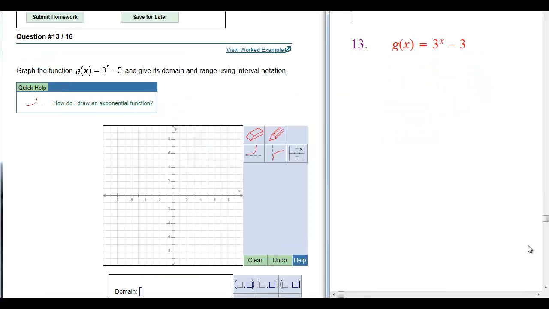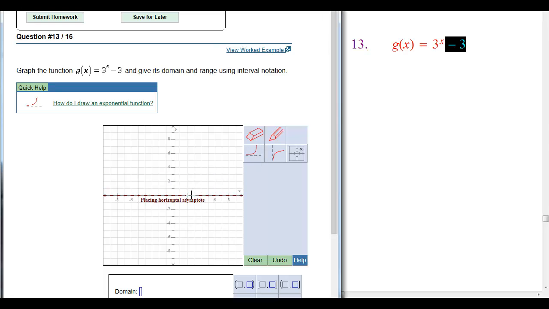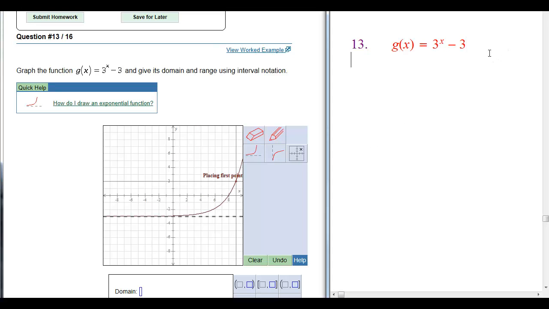Example, we're asked to graph 3 to the power x minus 3. So this -3 is going to control where our asymptote is going to be. So that's 1, 2, 3. So -3 is our asymptote. And then we know it's 3 to the power x. So we just have to plug in some coordinates now.